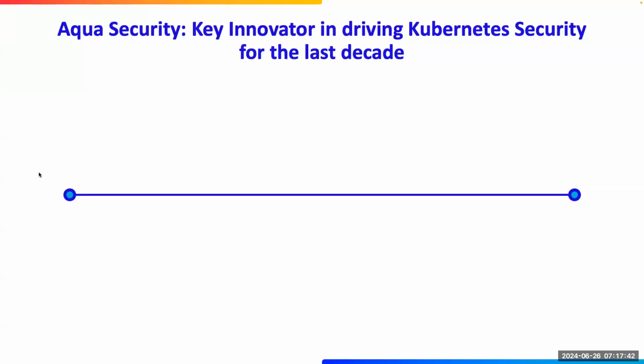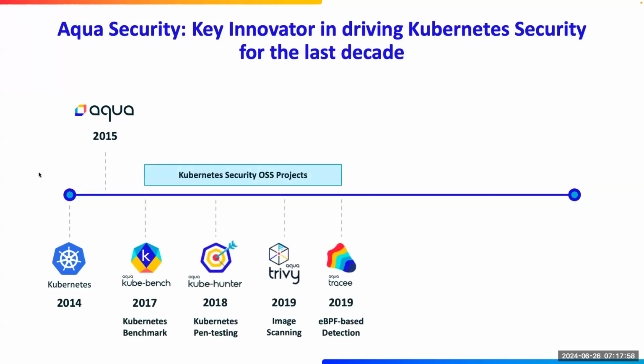So starting out, Kubernetes started out in 2014, and Aqua Security started shortly after in 2015. And as long as Kubernetes has been innovating, we've been innovating alongside them. So a couple of open source projects some of you might recognize. We have KubeBench, which we released in 2017, a Kubernetes benchmarking tool. KubeBench is actually part of the curriculum when it comes to CKA, CKS, so some of you might have used it during your time then.